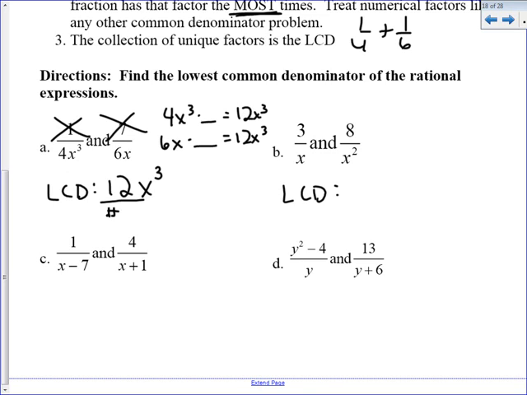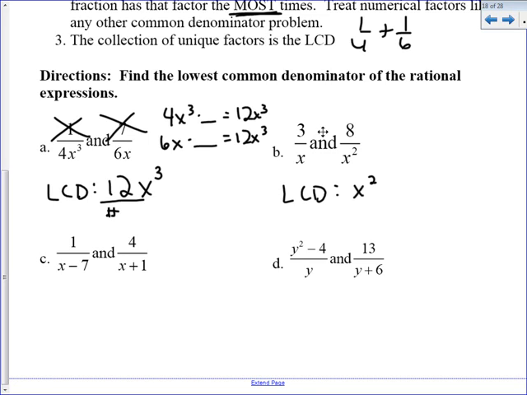So in B, my denominators are x and then x squared. So what do you think my LCD is? X squared. Always looking for the most. So if I look at my first denominator, I have x. Got 1. My second denominator, I have x's. There are 2. The one that has more is the one that goes in my LCD.